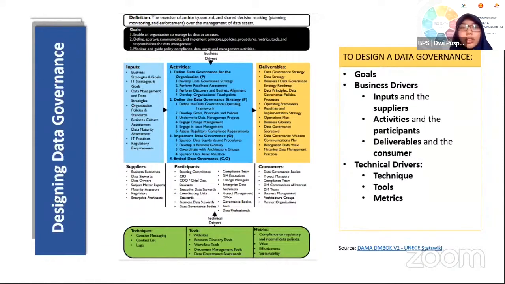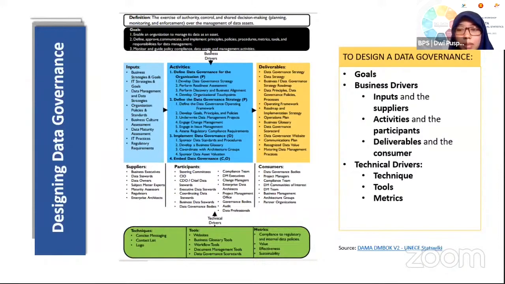And then after you define the data governance and data governance strategy, you can finally implement that data governance that you have designed. These are the points that you can do when implementing data governance. And then finally, you can embed data governance.